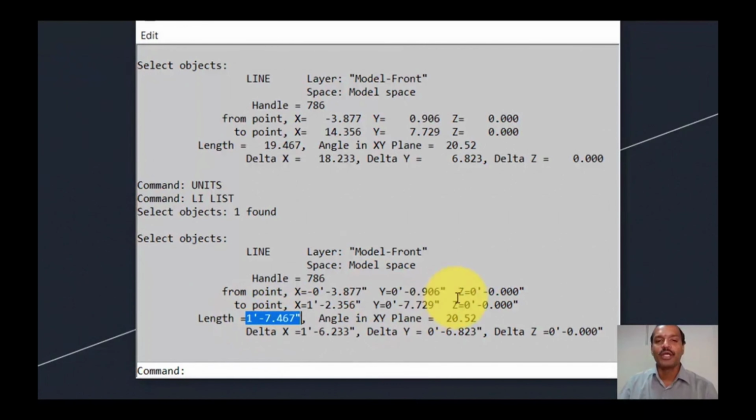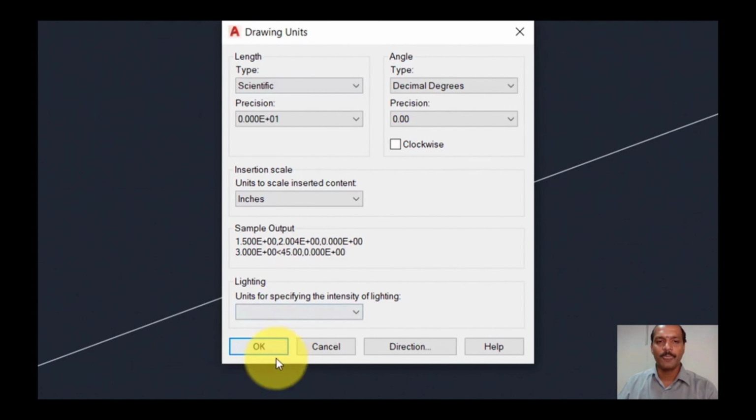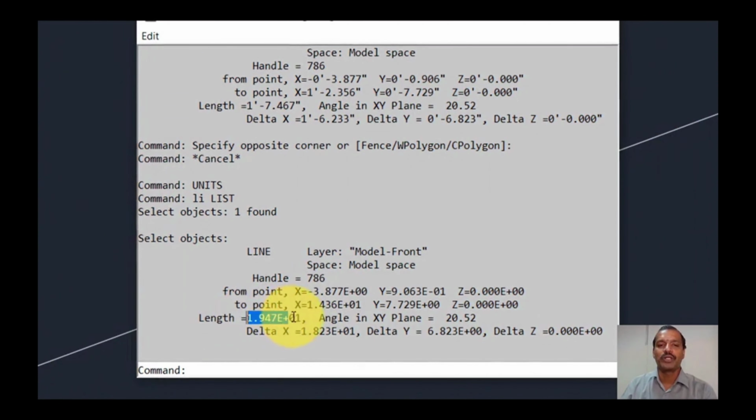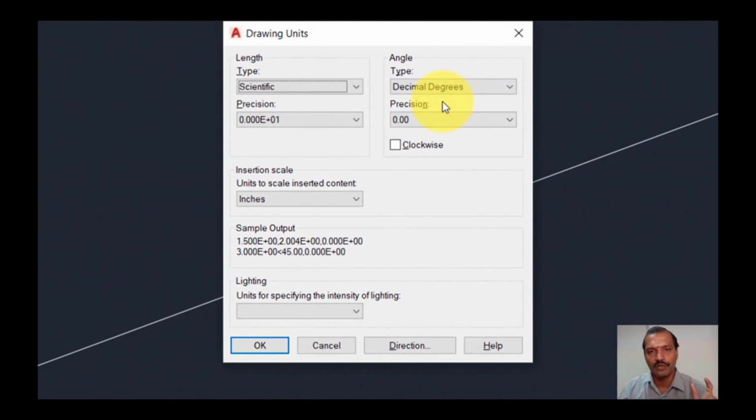This is what I said before. We can get the output of the object in any desired units. In a similar way, you can enter the values in feet and inches also. Similarly, I'm going to set it for scientific. I'm going to get the information of the same line in terms of exponential form. Next, decimal degrees. In AutoCAD, in general, positive values are considered anti-clockwise. If you want to consider the positive value as clockwise, just check this box. So hereafter, positive values will be considered clockwise.